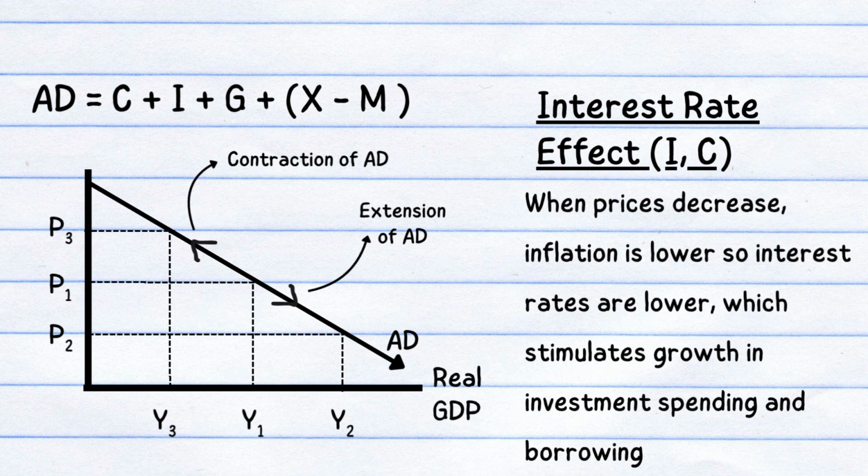It's important to note too that for all these effects, the opposite will occur when the price level increases. For example, in the interest rate effect, when the price level increases, interest rates will also increase, making it harder to borrow. So investment spending will decrease, and that will decrease aggregate demand.